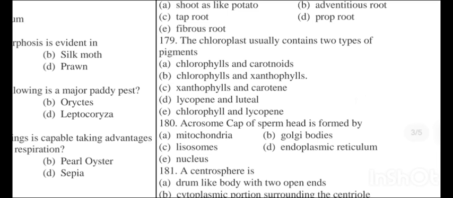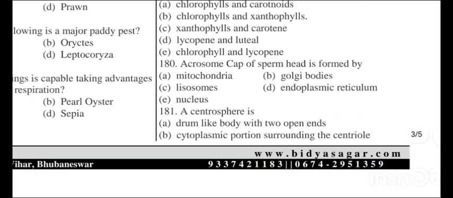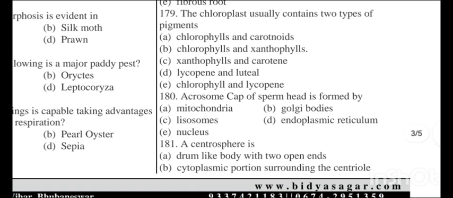Chloroplast usually contains two types of pigment. So here the correct option is chlorophyll and carotenoids. Acrosome cap of sperm head is formed by, so it is formed by the Golgi body. Next question is, centrosphere is, what is centrosphere? So centrosphere is the cytoplasmic portion surrounding the centriole.